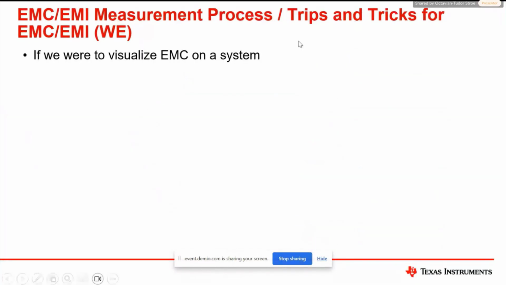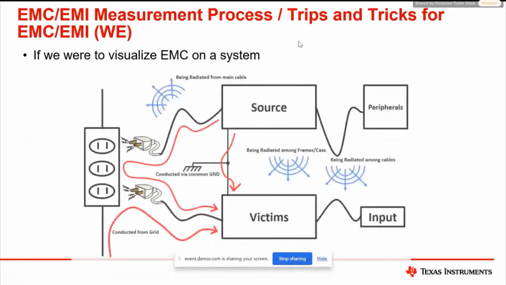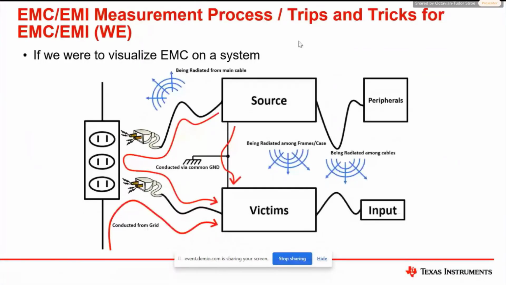Now, if we were to visualize this EMC on a system level, we can see various ways the noise can propagate from a noisy source to a victim and how it can couple. The electromagnetic noise could be coming from the mains grid in the form of conducted, either as differential mode or common mode noise, and basically coupled to other systems which are connected to the same grid. Or there's a different way it can be generated locally by a noisy source in the form of, again, conducted or radiated noise.